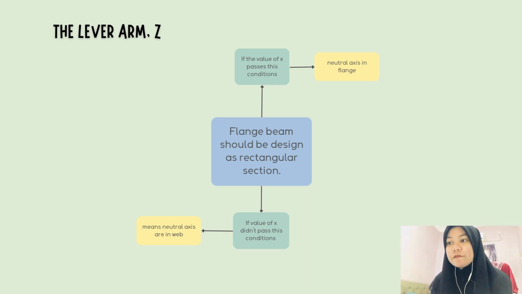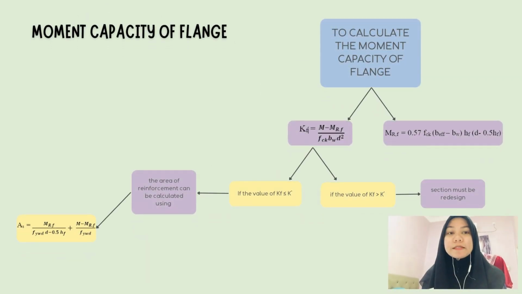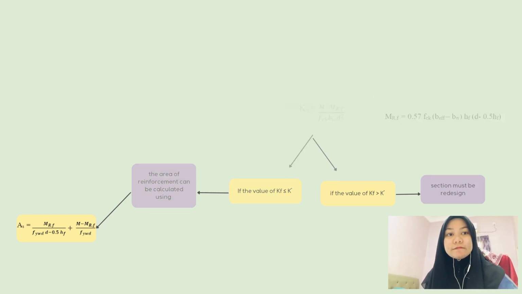If the value of KF is more than K prime, then to calculate the moment capacity of the flange, we use the MRF equation and the KF equation. If the value of KF is less than or equal to K prime, the area of reinforcement can be calculated using the AS equation. If the value of KF is more than K prime, the section must be redesigned.